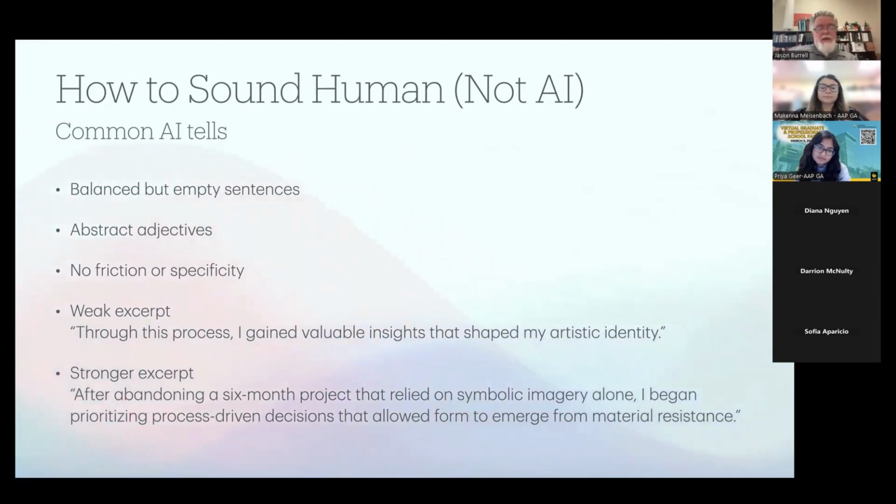After abandoning a 6-month project that relied on symbolic imagery alone, just by changing a 6-month project to my 6-month project, we'll start elevating this. It's more personal.